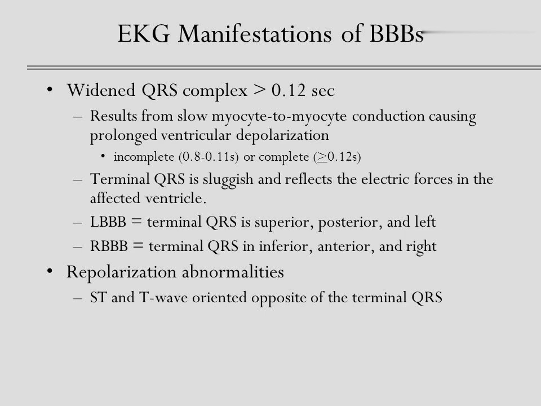EKG manifestations of BBBs. Widened QRS complex greater than 0.12 seconds. Results from slow myocyte-to-myocyte conduction causing prolonged ventricular depolarization. Incomplete, 0.08 to 0.11 s, or complete, greater than 0.12 s. Terminal QRS is sluggish and reflects the electrical forces in the affected ventricle.